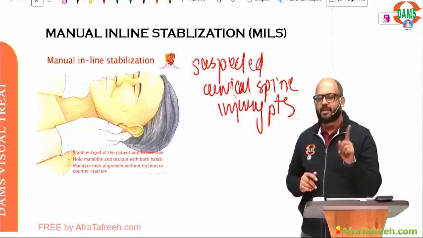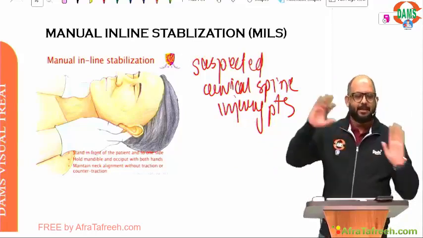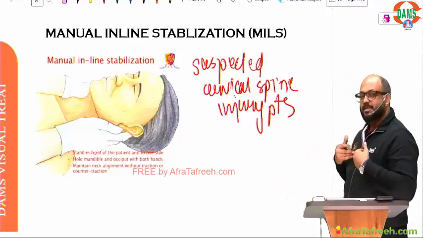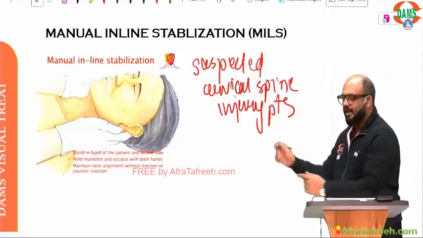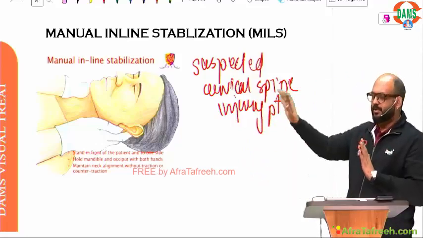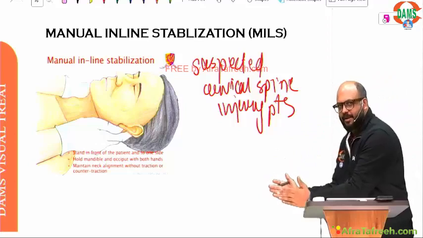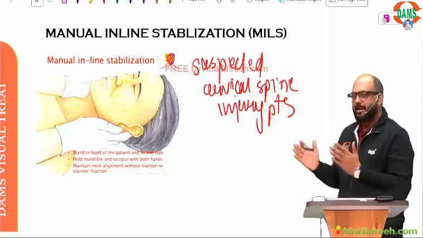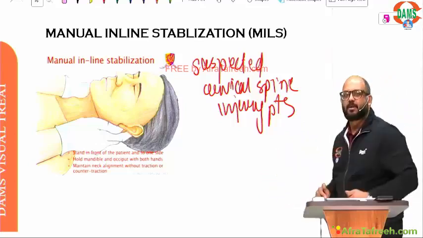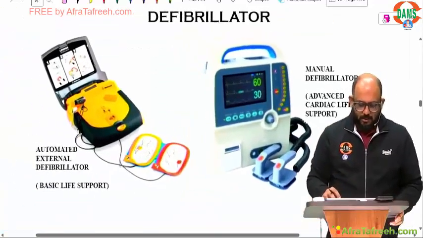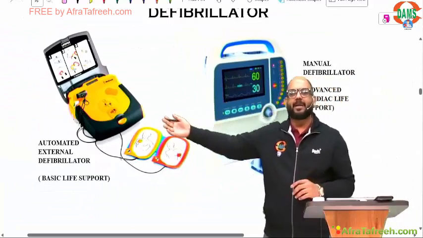How do you differentiate between MILS and any other position? In MILS, see, the hands are coming from the leg end because someone else is doing MILS. The intubator, the person who is bag-masking the patient, is not doing MILS. Somebody else is doing the MILS. So remember, the hands are always going to come from the side, the leg end of the patient. Okay. Now, 2 types of defibrillators. What is this?